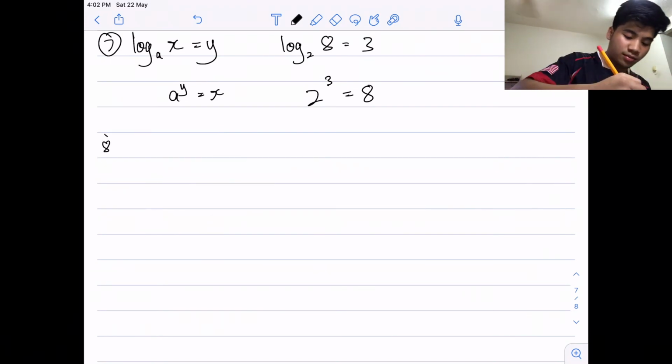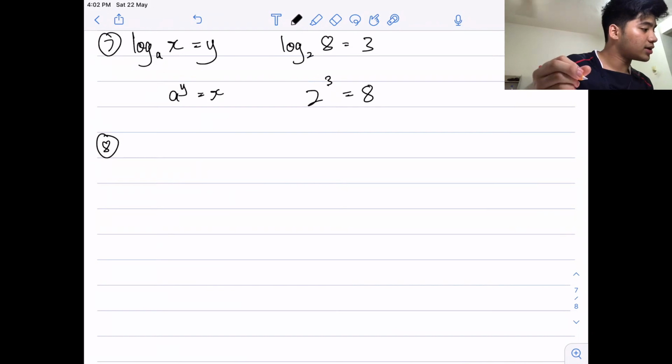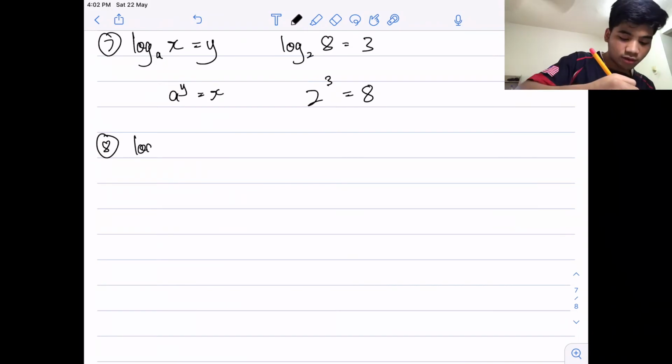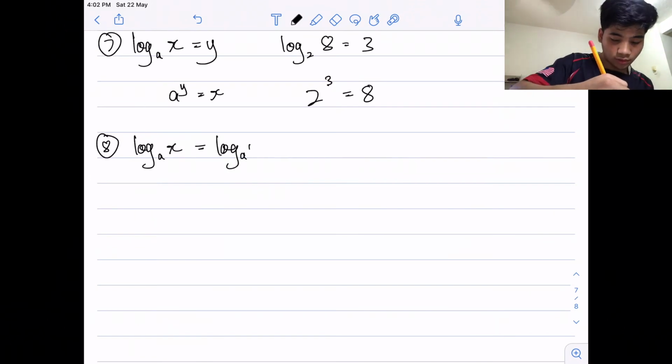Alright, now number 8. Law number 8 is if log a x equals log a y.